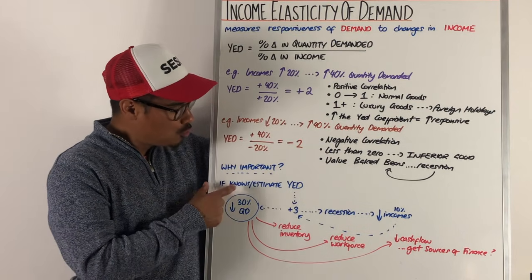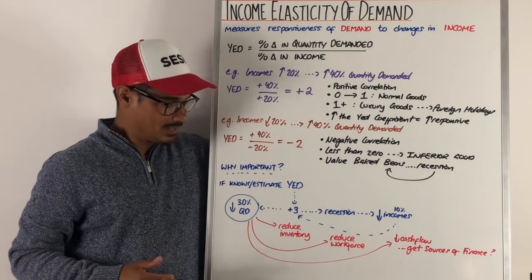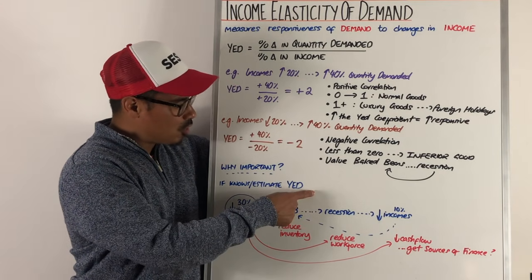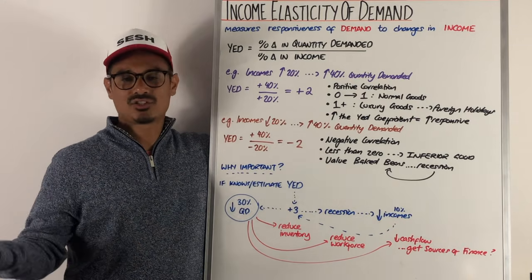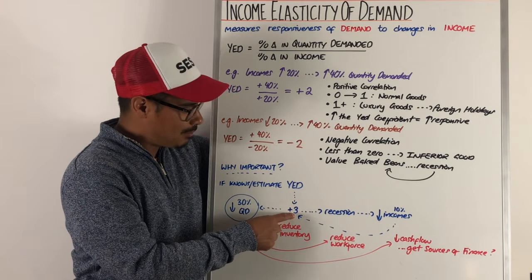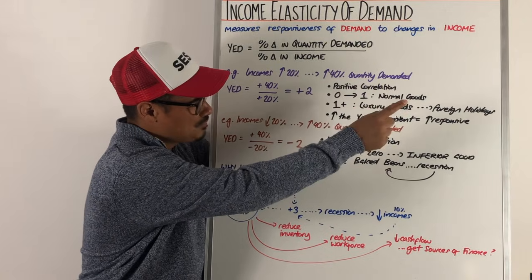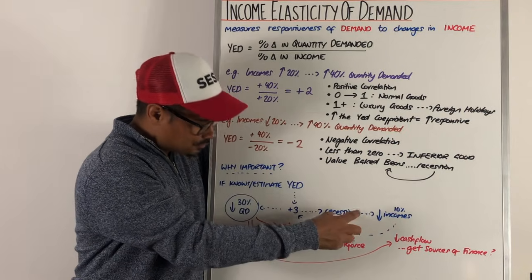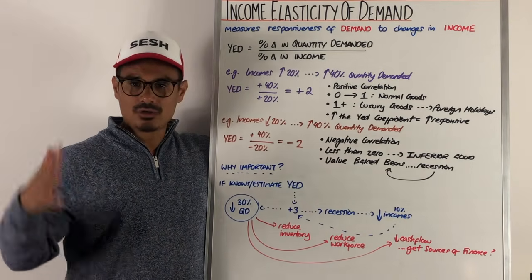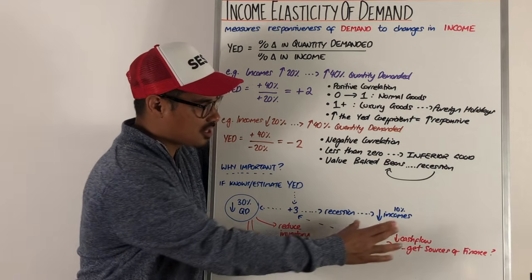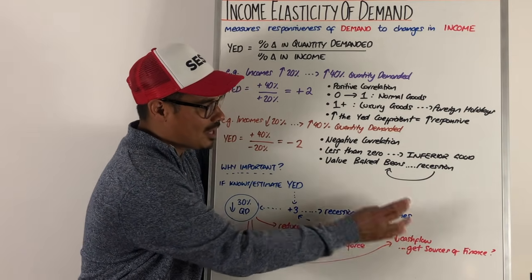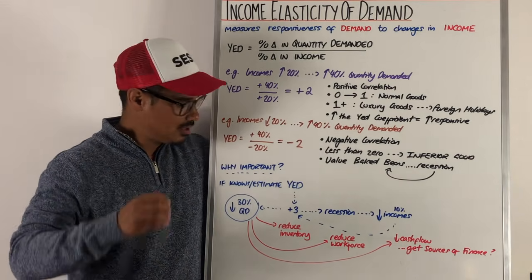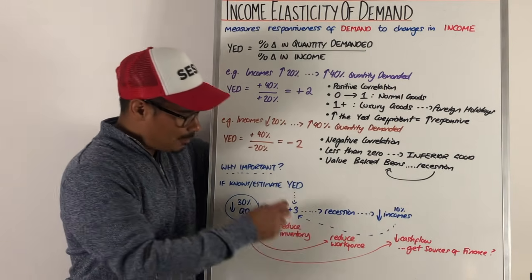Well, if you know your YED or you can estimate your YED, then you could follow a chain of analysis. Let's just say your YED is plus 3, or you estimate it at least at plus 3. Plus 3 indicates there's a positive correlation, likely a luxury good, like those foreign holidays. Now, you perceive down the road a recession is going to happen, which may well lead to incomes falling. And let's say you estimate that incomes are going to fall by 10%.